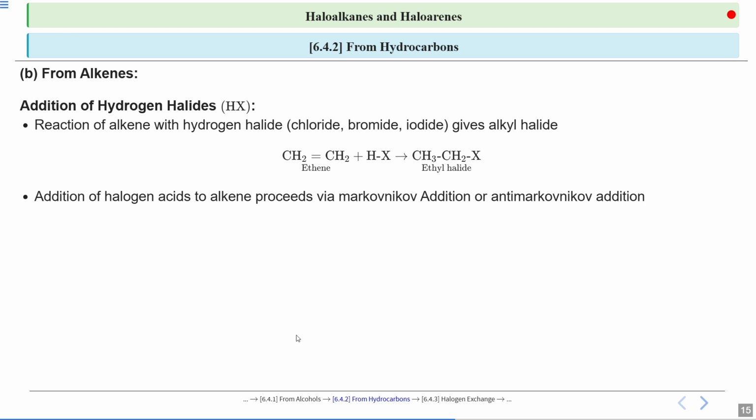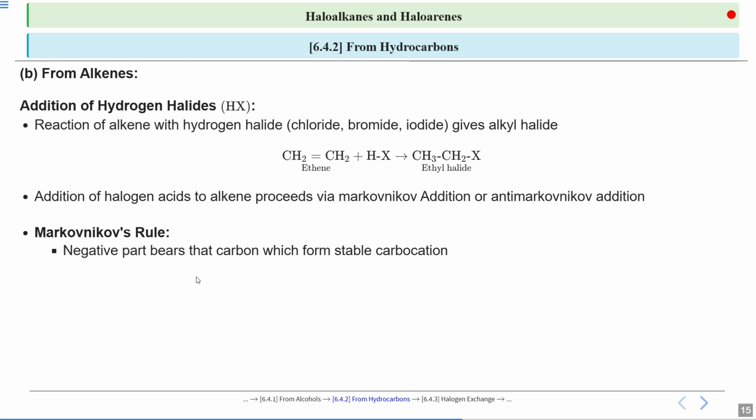Now, what does the Markovnikov rule say? The Markovnikov rule says that the negative part, or you can say the halide part, of HX, H positive, X negative, right? That X negative part bonds to the carbon which forms the stable carbocation. Or you can say that the halogen, that is the negative part, is going to attach to the carbon that has the lesser number of hydrogens, or the carbon which is forming the stable carbocation. You can understand it in both ways.